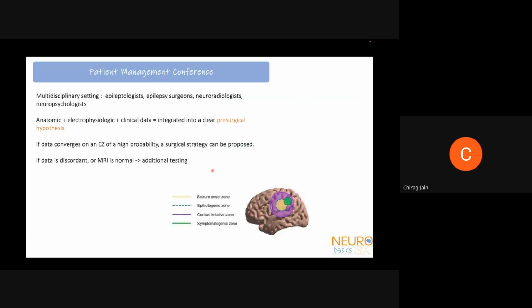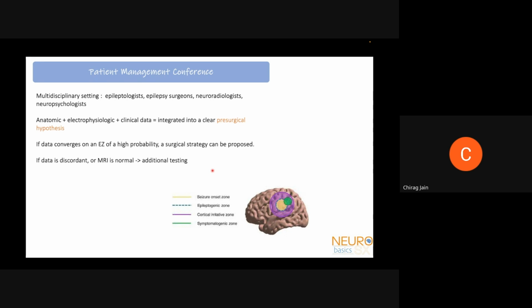Right. So once you have the patient's clinical details, you have the MRI, and if you have the video EEG details, that is your level 1 evaluation. So that is done for all patients considered as candidates for surgery. So once this is ready, you can have a patient management conference.